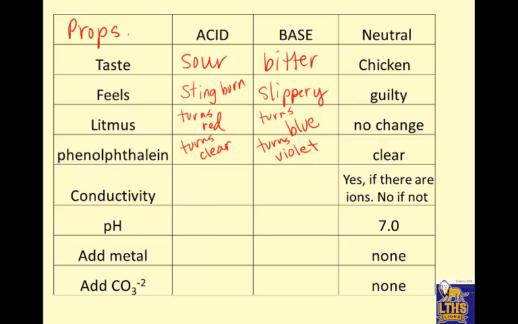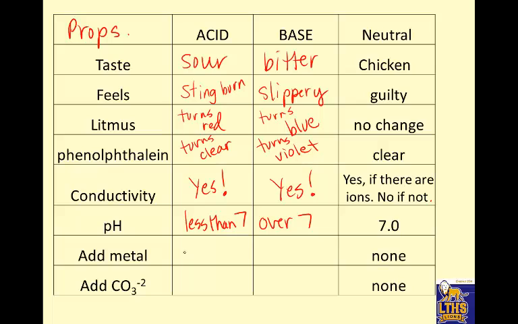All right, conductivity. Conductivity is the ability to conduct electricity. Acids, yes, they conduct, because acids, when they dissolve in water, make ions. Bases also conduct electricity because bases, when they dissolve in water, make ions. Neutral things conduct electricity if there are ions in the neutral substance, but they do not conduct electricity if there are no ions. So this is not something that tells them apart, but it is a characteristic of acids and bases.